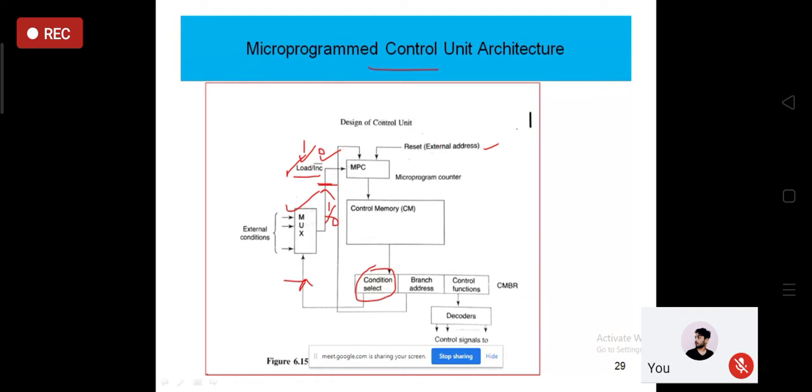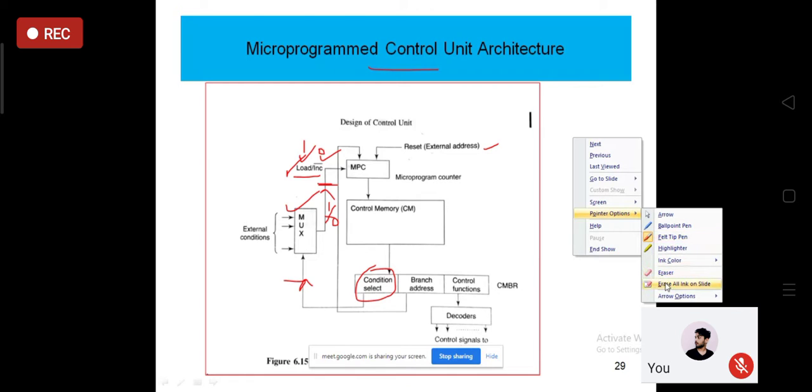Ma'am, your voice is cracking too much. Now is it cracking? No, ma'am, it's clear now. Is it clear now?